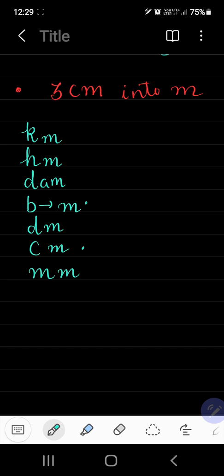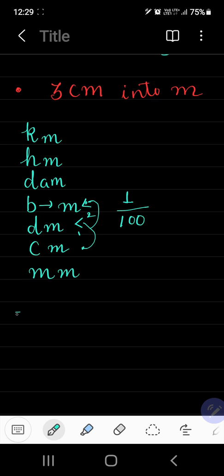सो फॉर एग्जाम्पल, अगर मैंने सेंटीमीटर को मीटर में कन्वर्ट करना है, तो हाउ आई एम गोइंग टू कन्वर्ट, आई विल काउंट माई स्टेप. सो मुझे मीटर तक पहुँचने के लिए कितने स्टेप्स चढ़ने हैं? 1 step and 2 step. So I have to move 2 steps to reach meter. 2 steps means you will put 2 zeros and you will divide. Why we will divide? Because we are converting smaller unit into bigger unit.